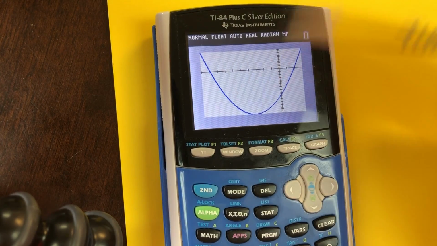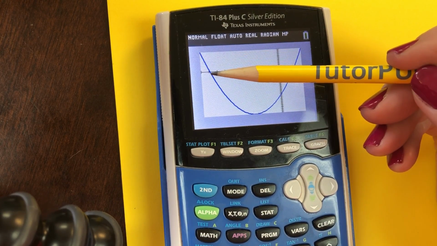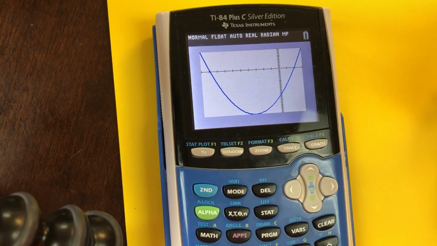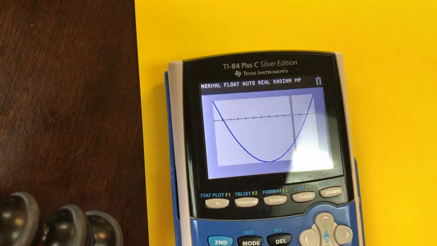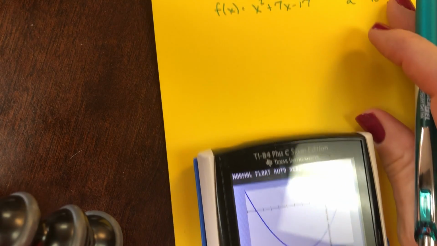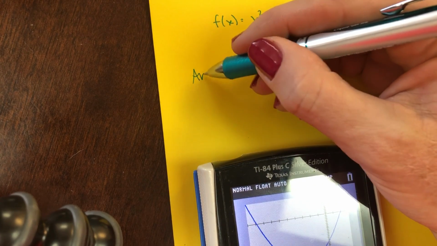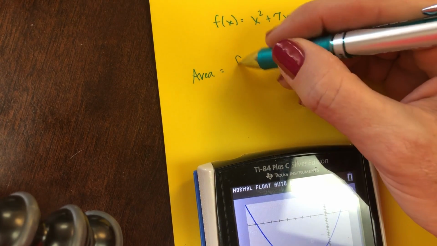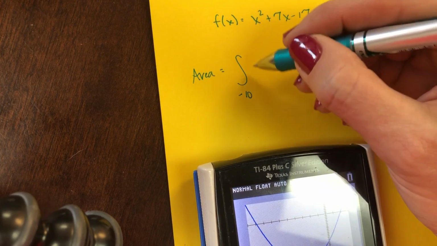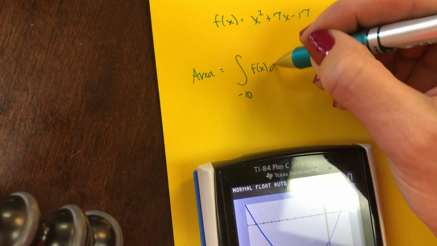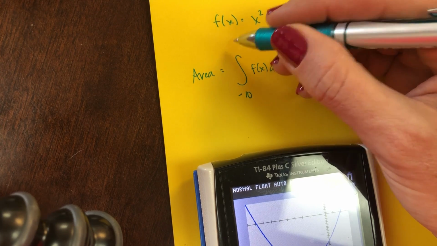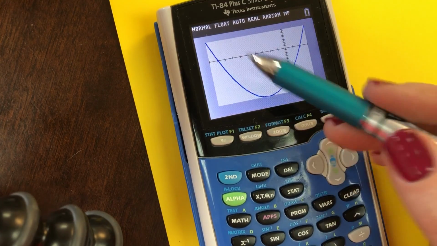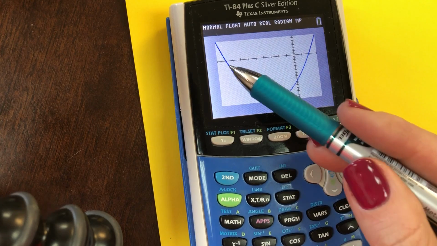So the way we do that, first of all, we have to find this value. And we have to find this value, but we've got to do them separately. So I know that one of my antiderivatives, the area, is going to be from -10 to something. And what I'm doing right now is I'm finding that something. I'm finding this exact x value where this guy crosses the x-axis.